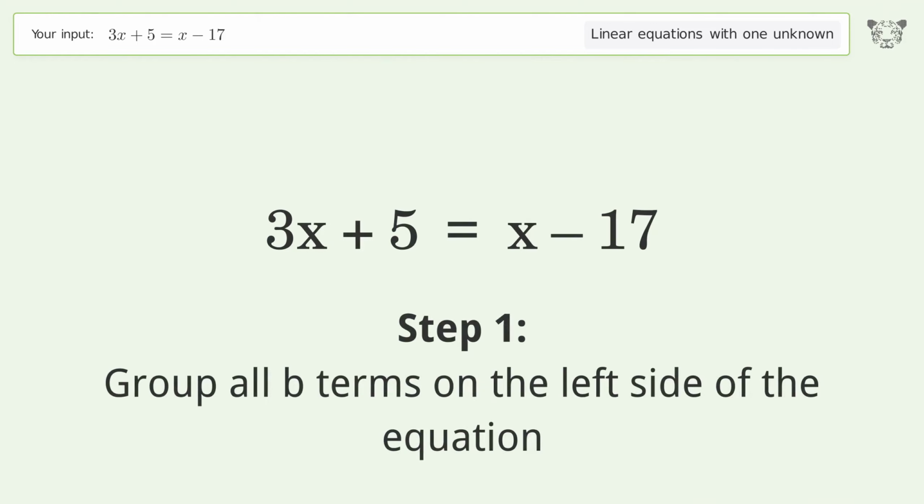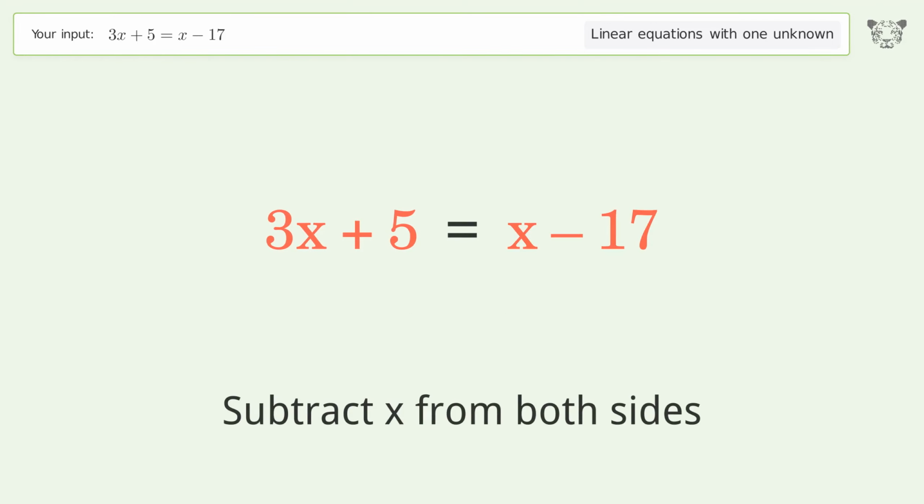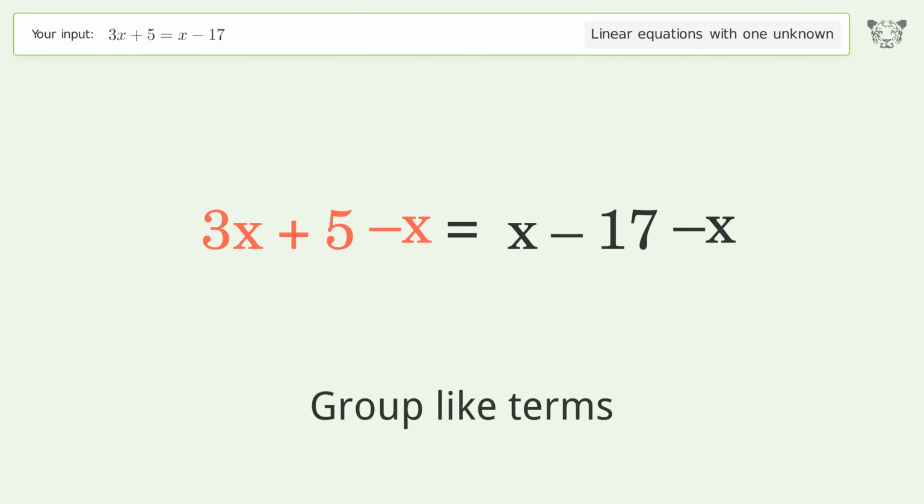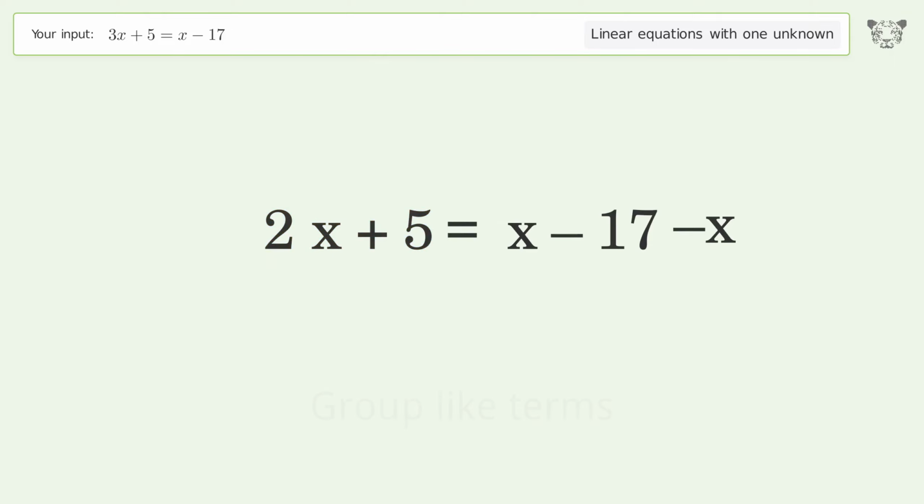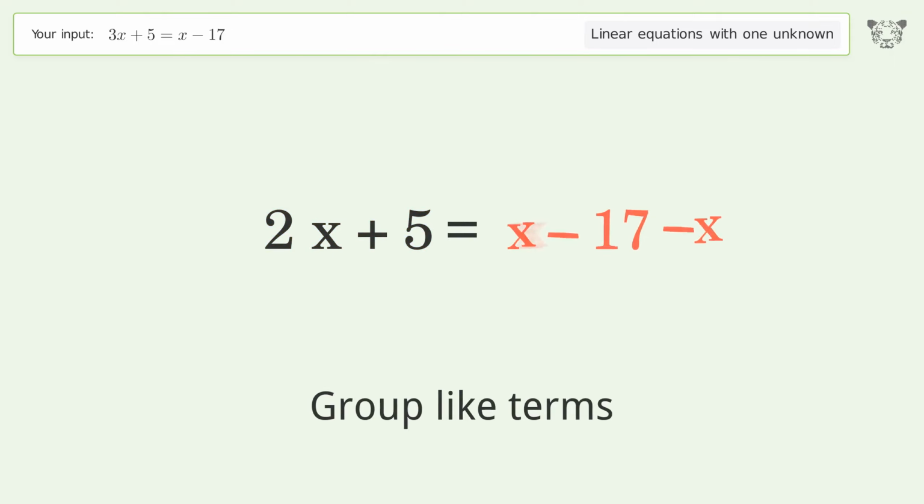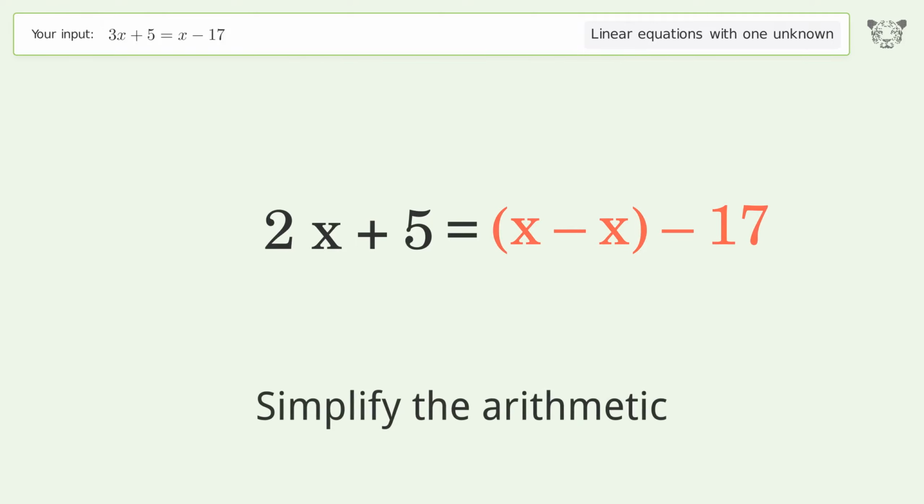Group all b terms on the left side of the equation. Subtract x from both sides. Group like terms. Simplify the arithmetic. Group like terms. Simplify the arithmetic.